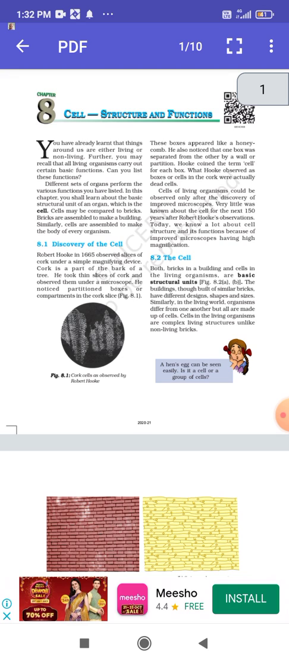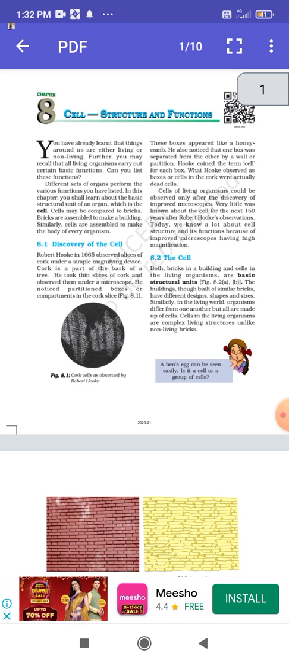You have already learned that things around us are either living or non-living. Further, you may recall that all the living organisms carry out certain basic functions. Can you list these functions? Different sets of organs perform the various functions you have listed. Now see students, you all know what living and non-living organisms are. Non-living things are like table, chair, okay? And the living organisms include plants, animals and microorganisms.